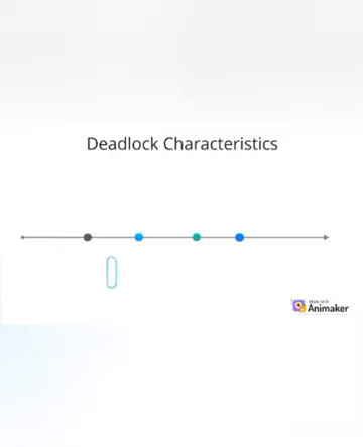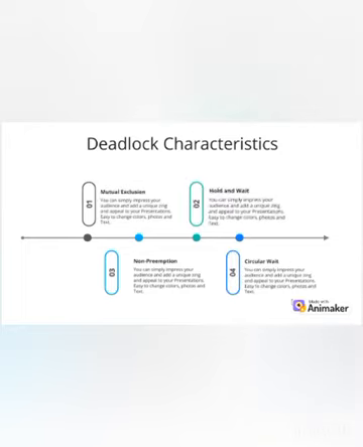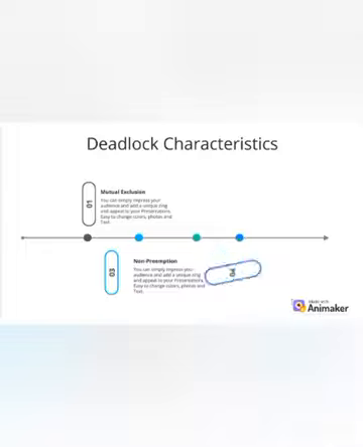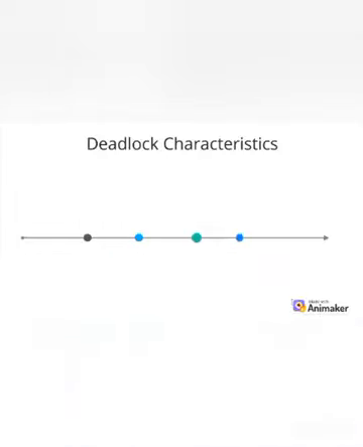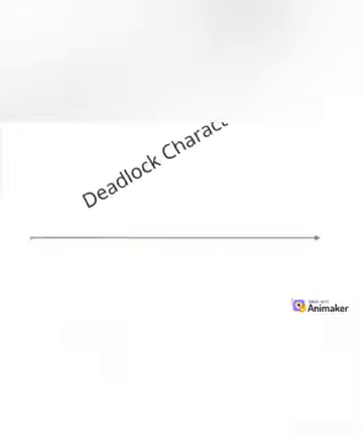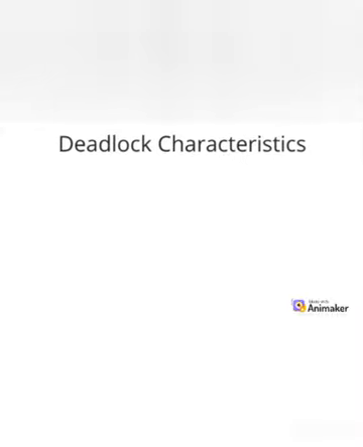Let's now talk about deadlock characteristics. When can a deadlock occur? A deadlock can occur if these four conditions occur simultaneously. Number 1, mutual exclusion. Number 2, hold and wait. Number 3, no preemption. Number 4, circular wait. So these are necessary conditions.